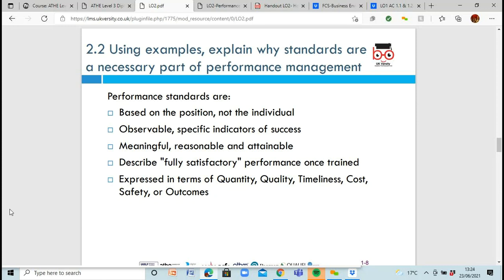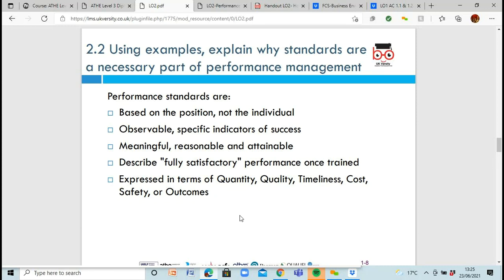Standards should actually be meaningful, reasonable, and attainable. So they should be meaningful. They should actually mean something towards the role that you're doing, what your position is. They should be reasonable, so that you should be able to actually do them. So reasonable and attainable. They're not out of the ordinary. They're not something extraordinary where you know you can't achieve them. They have to be reasonable.